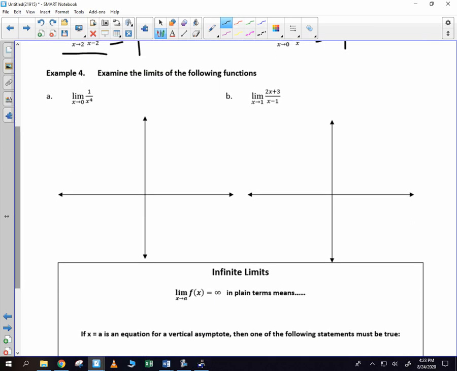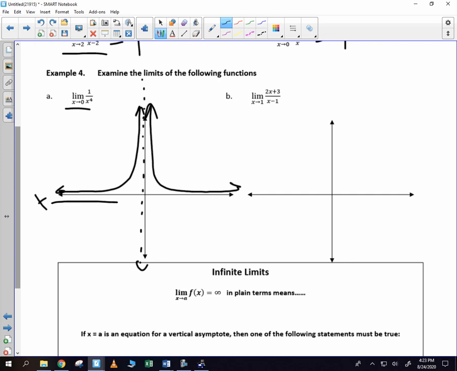Just about done here. The graph of 1 over x to the 4th looks like this. Vertical asymptote right here. And the question is, what is the limit as x goes to 0? Well, as x goes to 0 from the left, you can see that the values get extraordinarily large. In fact, they head up towards infinity. And as x tends towards 0 from the right, it also heads up towards infinity. Those are the same, so the limit is infinity. We can use infinity as a limit.